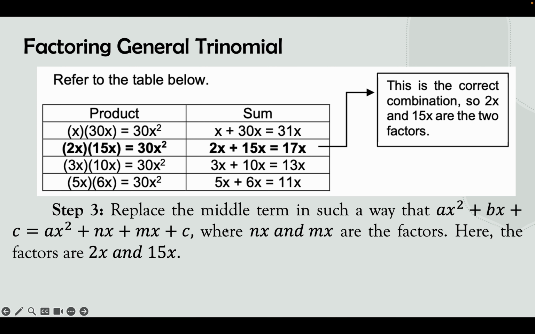Step number 3, we need to replace the middle term in such a way that ax squared plus bx plus c, we will change now into ax squared plus nx plus mx plus c. Your factors here, nx is 2x, and mx is 15x. So, we have now 3x squared plus 2x plus 15x plus 10.